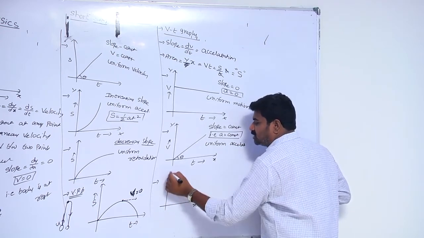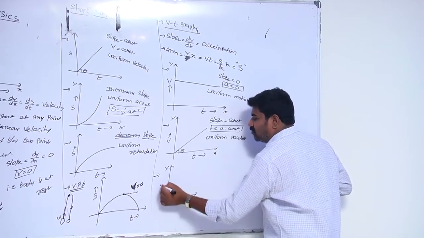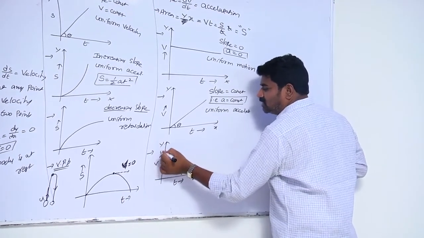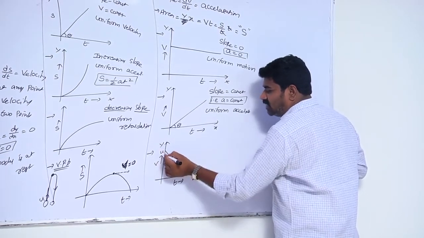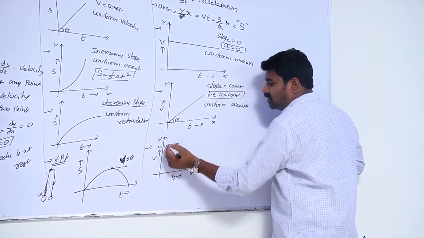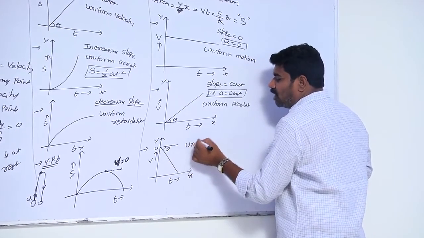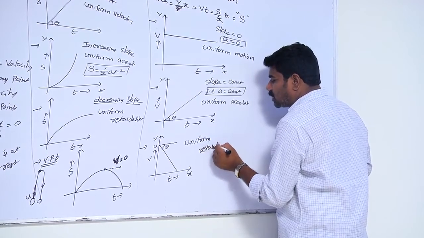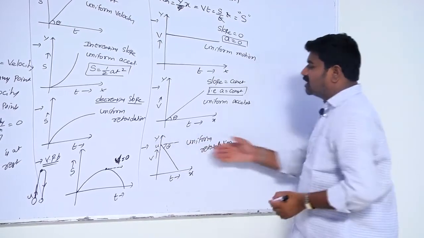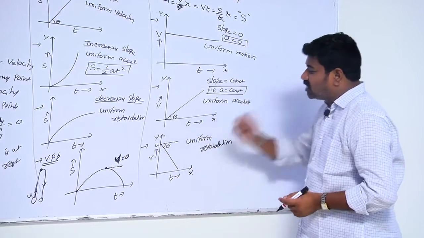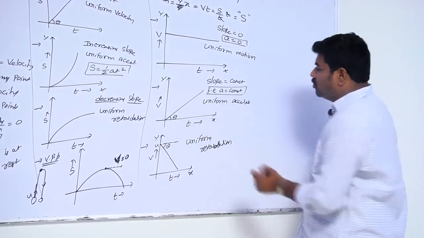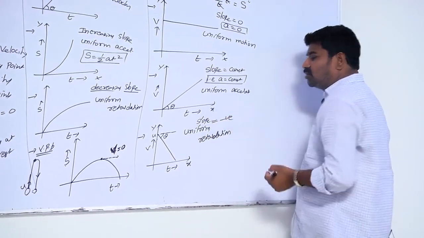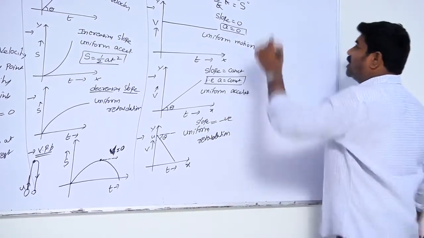Here, for example, this is the x-axis and y-axis, time and velocity. What is the meaning of this graph? Here the velocity is highest, after that velocity gradually decreases, so this is uniform retardation. The slope is constant but negative, so that is uniform retardation.